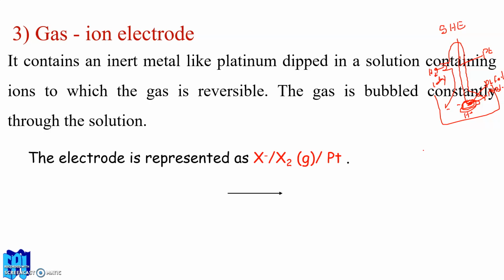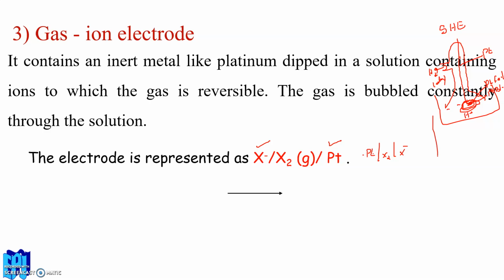Let us write the electrode representation: X minus is the ion, X2 is the gas, and Pt. The cathode is represented as X minus bar X2 bar Pt, where first you write the ion, then the gas, then the metal. If it is an anode, we write it like this: Pt bar X2 bar X minus.